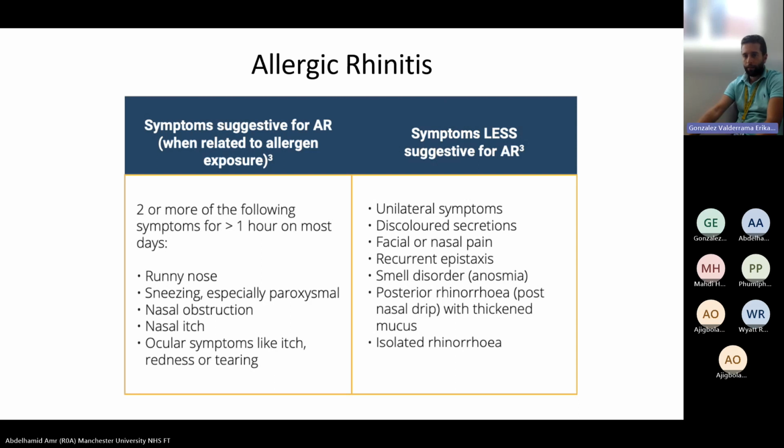And then these are the symptoms that would be less suggestive of allergic rhinitis. So again, have that in mind when you're doing the telephone consultation. If they've got unilateral symptoms or recurrent epistaxis, then this is less likely to be allergic. Right, probably another pathology.